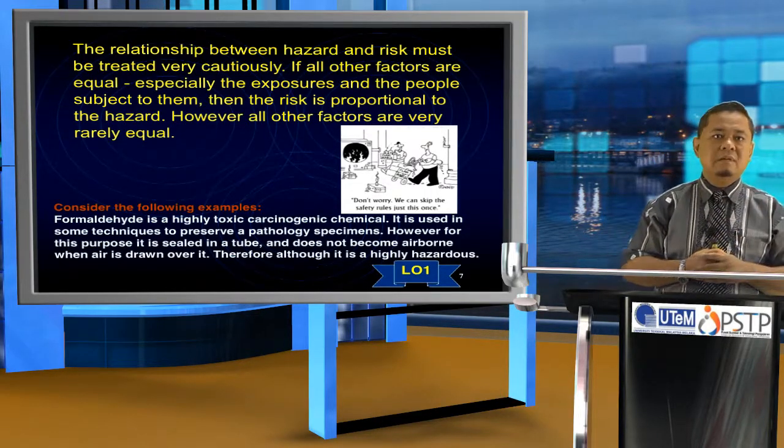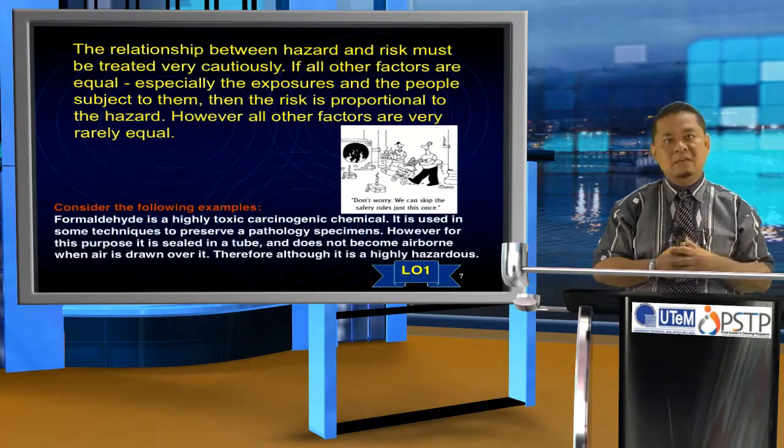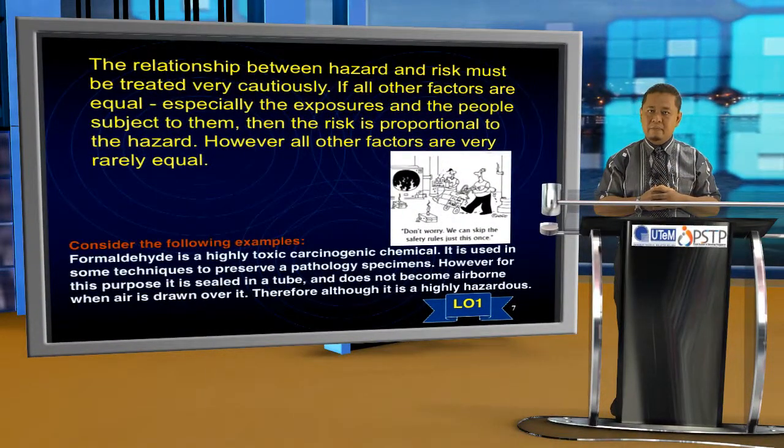I give an example: formaldehyde is a highly toxic carcinogenic chemical, and it is used in some techniques to preserve pathological specimens, such as tissue, in the hospital. However, for this purpose, it is sealed properly in the tube and does not become airborne when air is drawn over it. Therefore, although it is very hazardous, the hazard is there, but the risk to workers who would inhale the chemical is avoided.